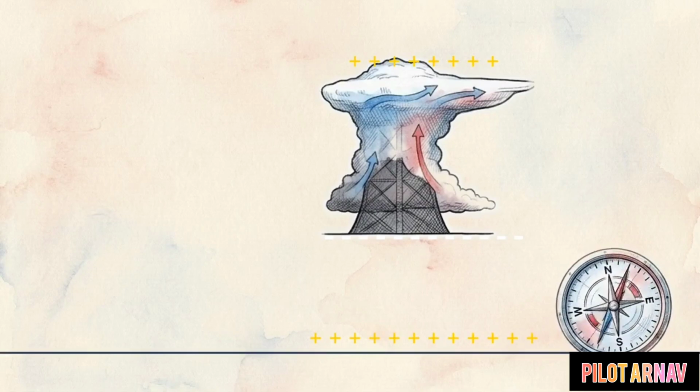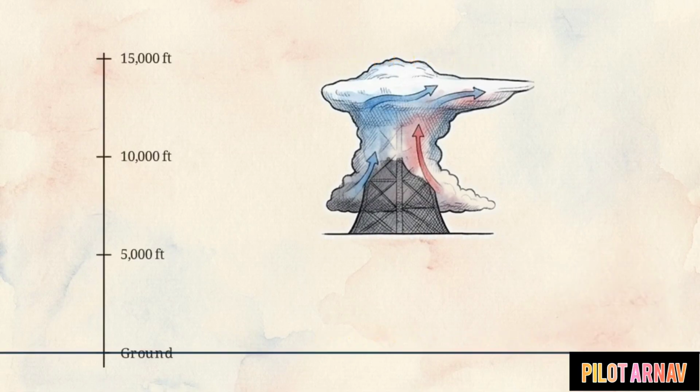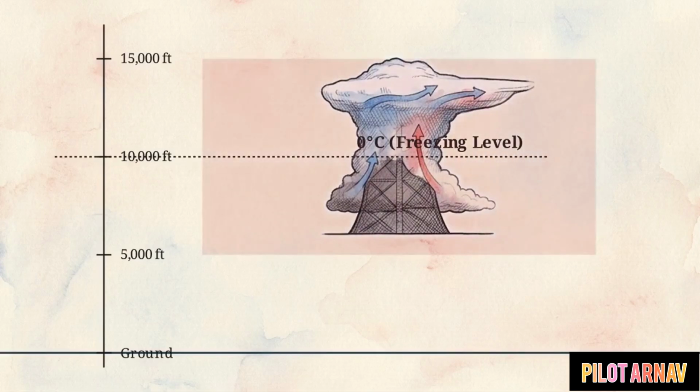The lightning risk is highest in a very specific zone, within 5,000 feet of the freezing level, where ambient temperatures sit between -10 and +20 degrees Celsius.